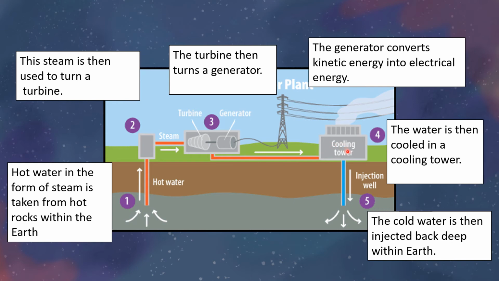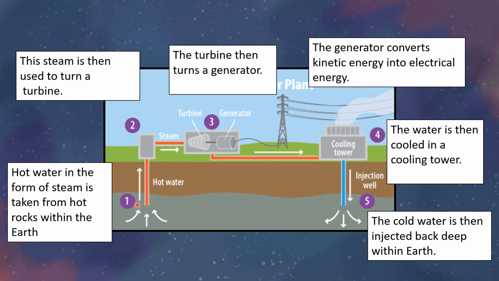The water is then cooled down in a cooling tower. So once it gets over here, it's not steam anymore because it's going to be cooled down. It's going to be turned back into a liquid, and then it is put deep back in the earth, and then the whole process starts again. So this is what we call renewable energy, because this water is never going to run out. It's going to continuously be recycled.